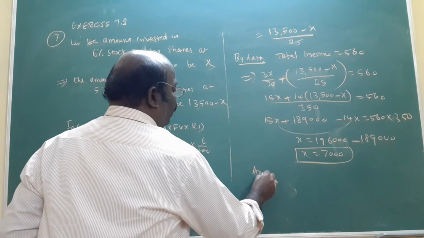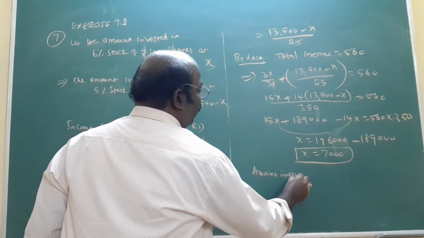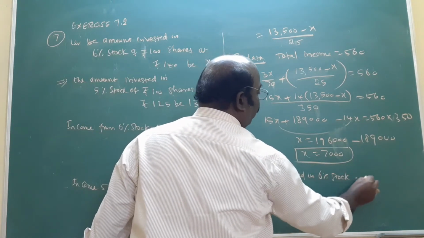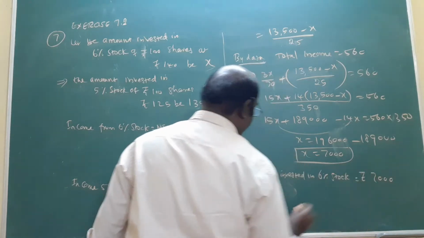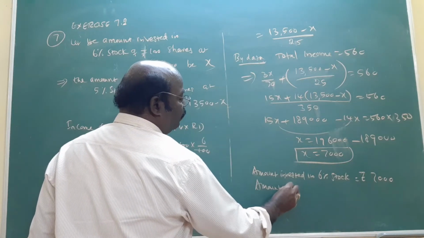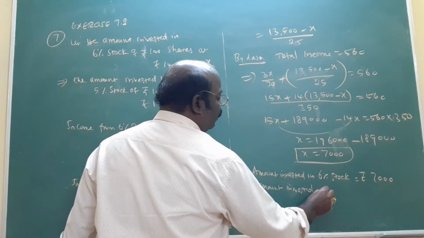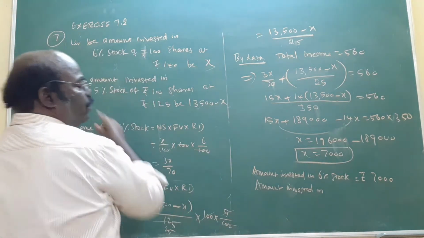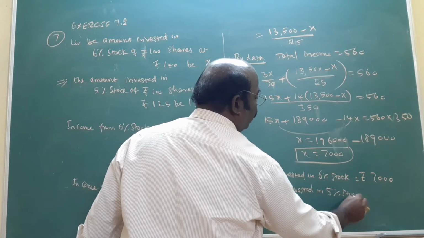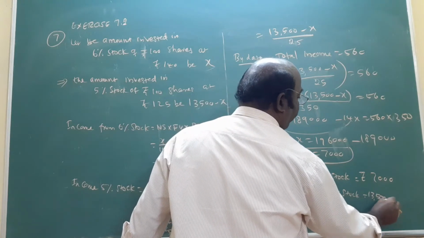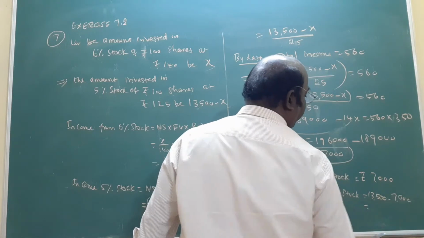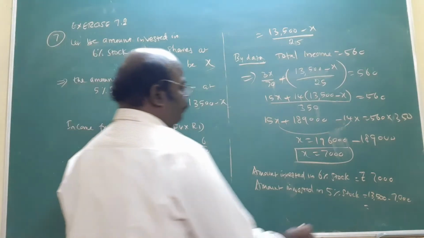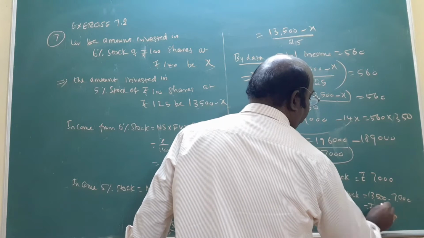Therefore, what is the answer? Amount invested in the 6% stock is equal to X, which is 7,000. Next one, amount invested in the 5% stock. Sorry, first 6%, next 5%. The 5% stock is equal to 30,500 minus 7,000. Subtract both. What is the answer? 6,500 rupees. This is the answer.